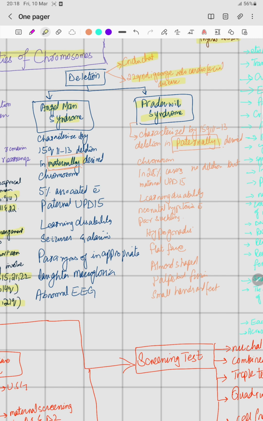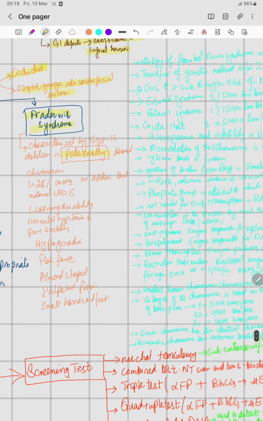Whereas Prader-Willi syndrome is characterized by the 15q11-13 deletion in the paternally derived chromosome. In 25% of cases, no deletion but maternal UPD15, and it leads to learning disabilities and neonatal hypotonia with poor suckling, hypogonadism, flat face, almond-shaped palpebral fissures, and small hands and feet.